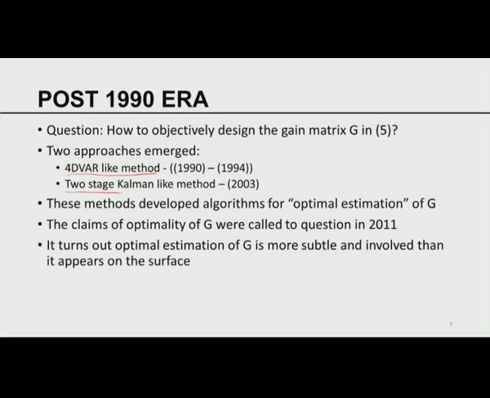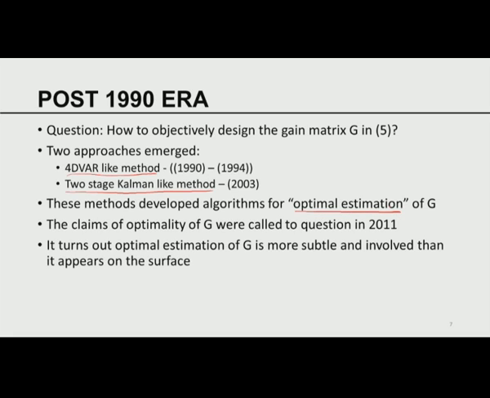Another is the two-stage Kalman filter-like methods. The 4D-Var methods sprung up in the early 1990s, around 1994. The two-stage Kalman-like method arose, or was announced, around 2003. These methods developed algorithms for optimal estimation of G.